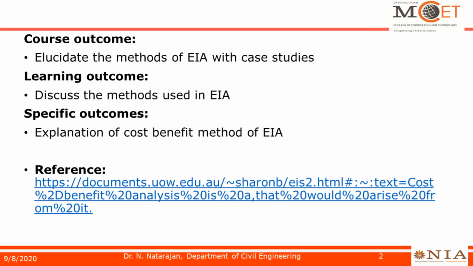Course outcome: elucidate the methods of EIA with case studies. Learning outcome: discuss the methods used in EIA. Specific outcomes: explanation of the cost benefit method of EIA. This is the last method in this Unit 2.